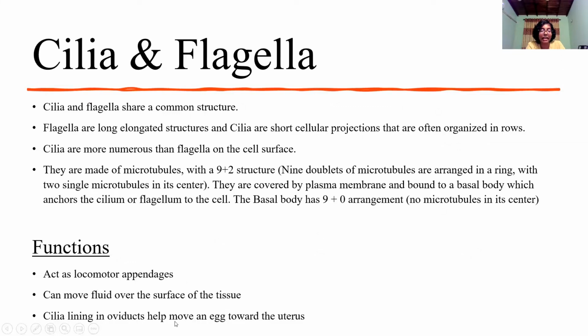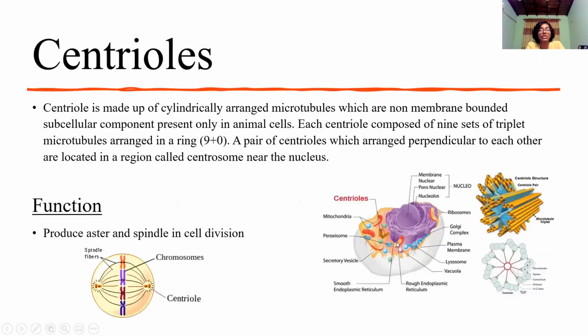And then cilia lining in oviducts help move an egg towards the uterus. This is about the female reproductive system. You all know there are eggs, and these eggs should enter the fallopian tube and get into the uterus. How they get into this uterine tube is via this cilia movement. So these cilia move and they help to move the egg towards the uterus. So these are the 3 functions.